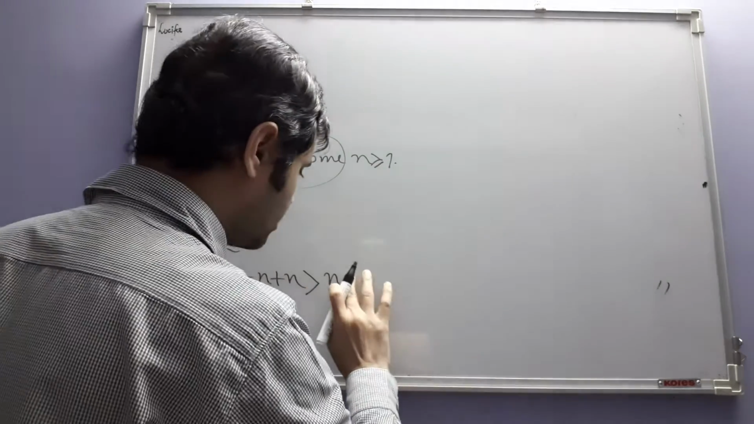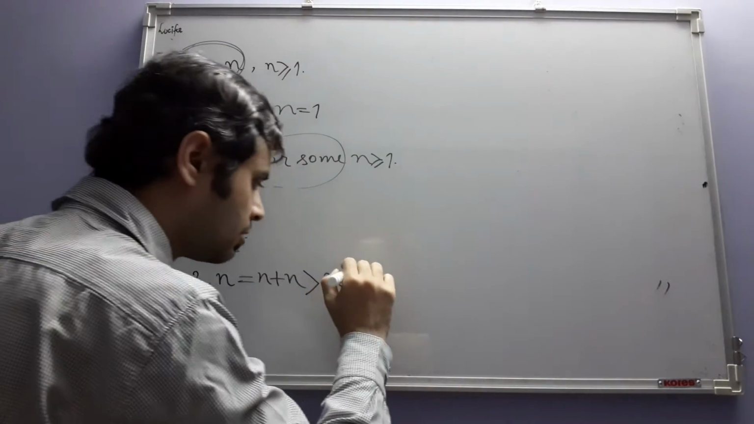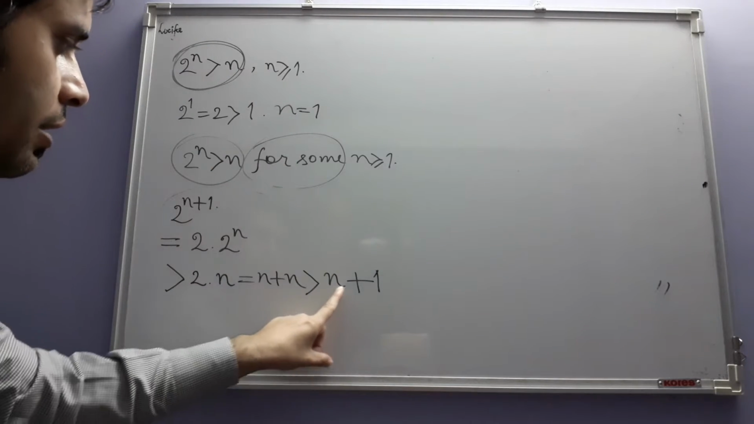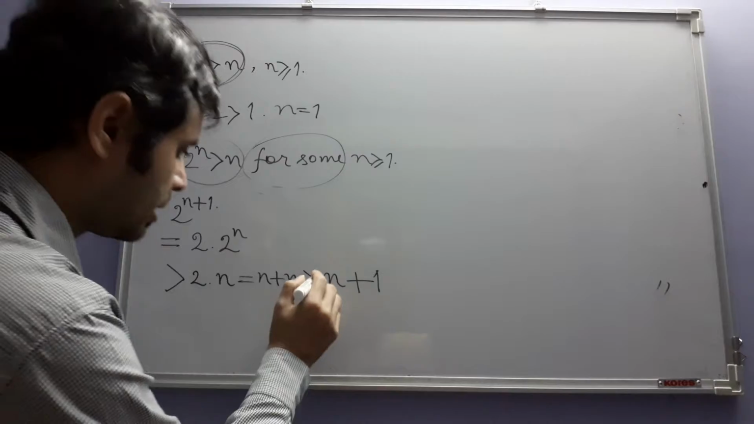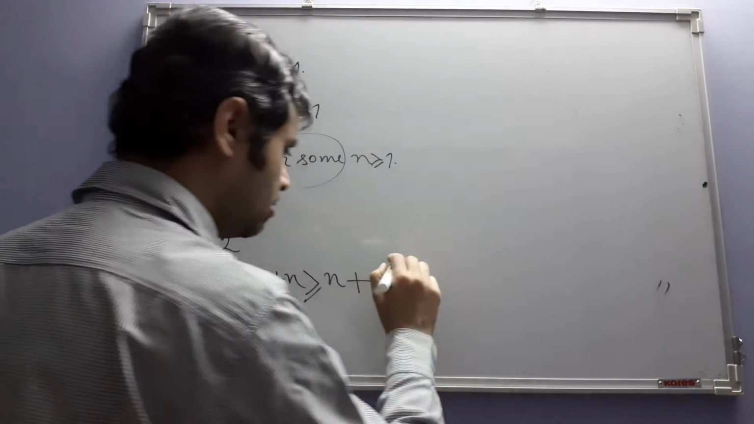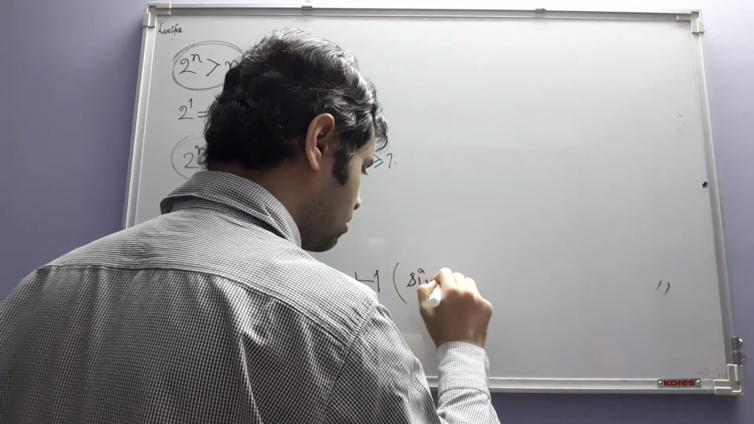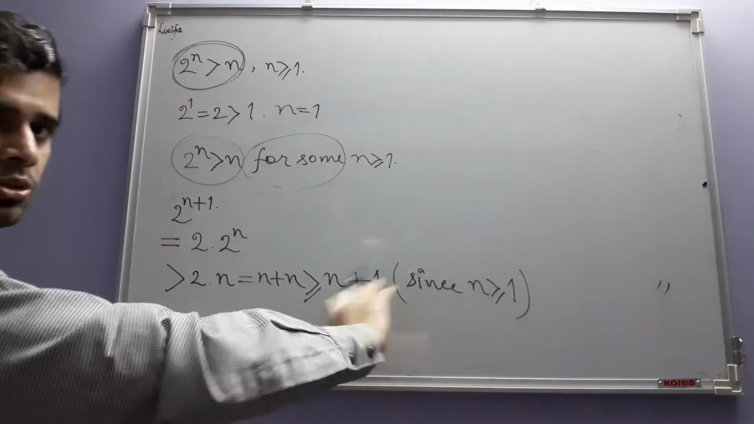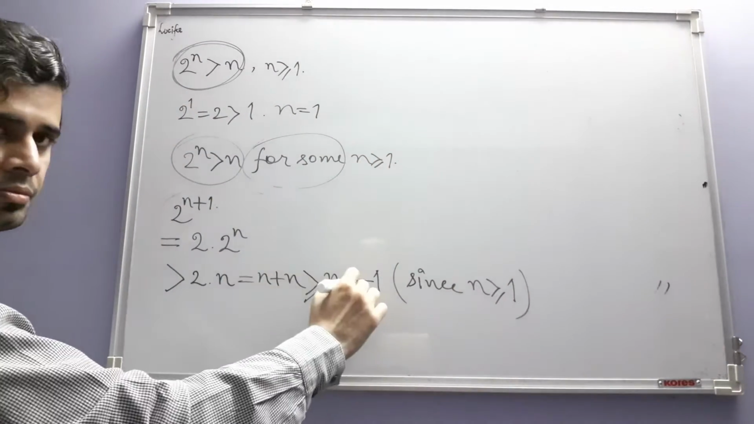Or no, that's not what I need. n plus n is greater than or equal to n plus 1, since n is greater than or equal to 1. Add n on both sides, you get this.